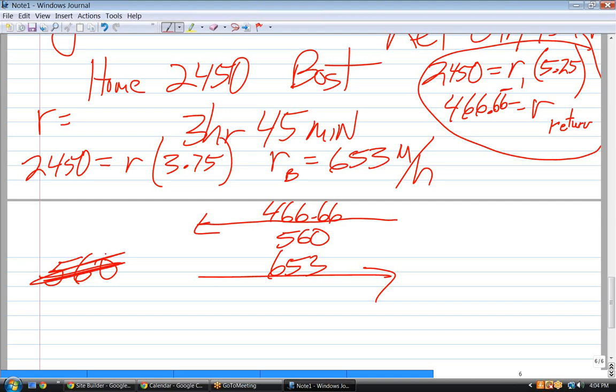So what does that make the wind speed? Would you subtract it from either one? Yes. This tells us that the wind speed is 93 miles per hour. I subtracted 653 minus 560 and got 93. And I subtracted 560 minus 466, and I got the same number. I can't do my arithmetic today. It's 93? Yeah. 93 and a third, basically, but that's close enough.